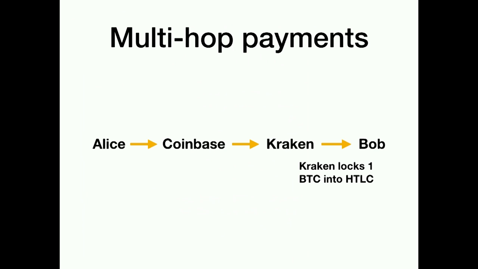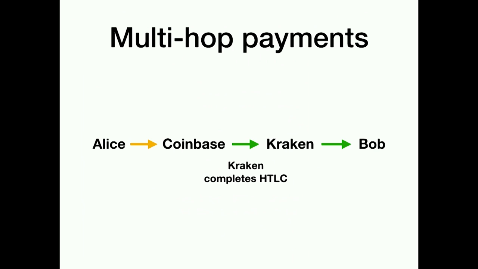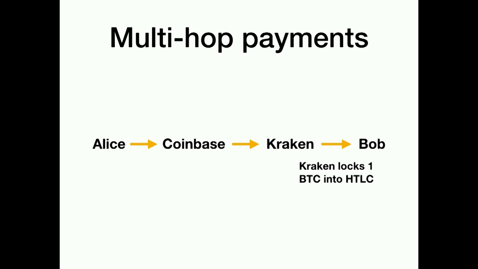Then, to complete the payment, Bob reveals a pre-image, receives the money. Kraken reveals that pre-image to Coinbase, receives the money. Coinbase reveals the pre-image to Alice, and receives that money. And at any point, if there's a dispute here, you can actually exit the payment channel and go to the main chain and settle it there. Again, it's a little complex, but what really matters here is this dynamic where all this money gets locked up along this chain, and then when Bob reveals it, it all ripples back.